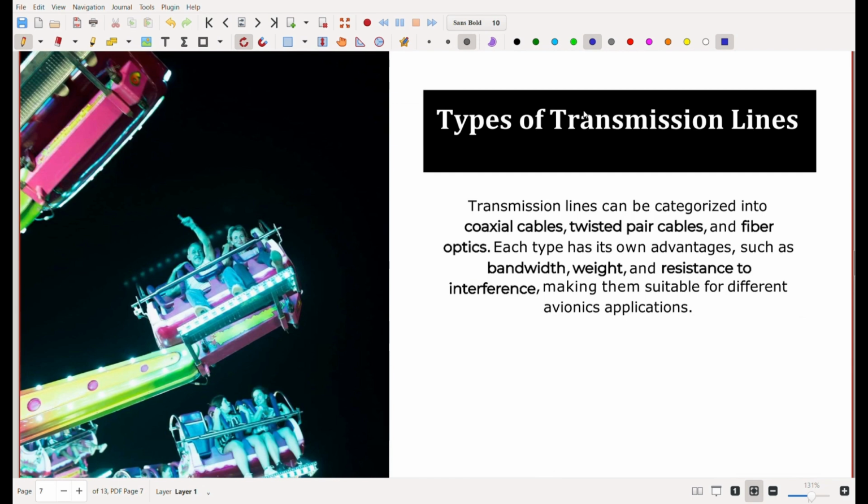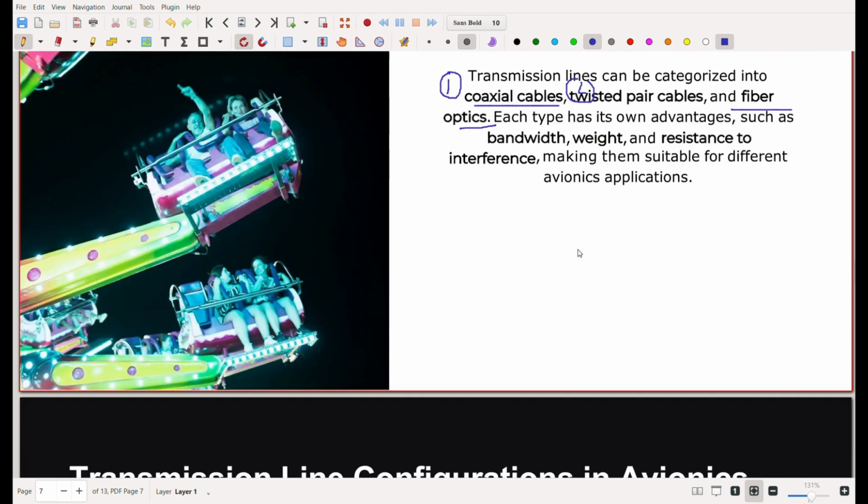Now let us come to types of transmission lines. So there are basically three types of transmission lines which are important in avionics. The first one is coaxial cables, twisted pair cables and fiber optics. And each of these transmission lines has its own merits and demerits, and depending upon the need we use different types of transmission lines.